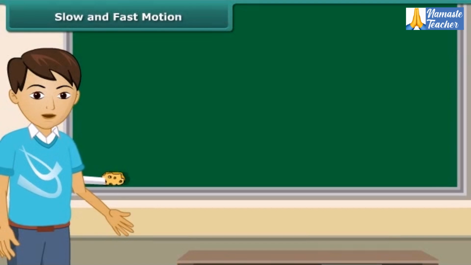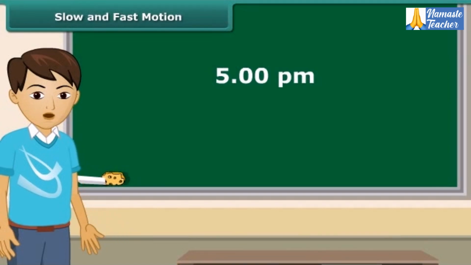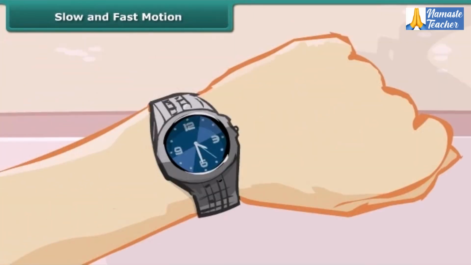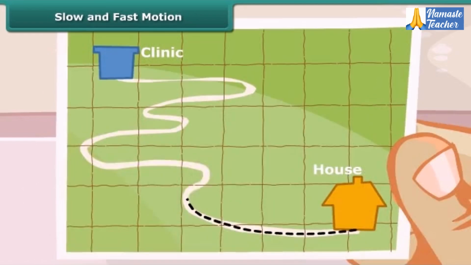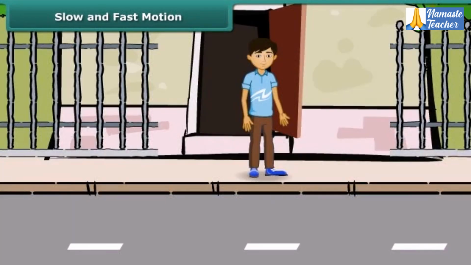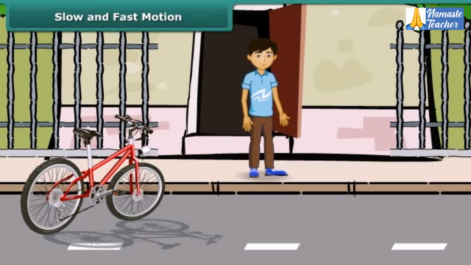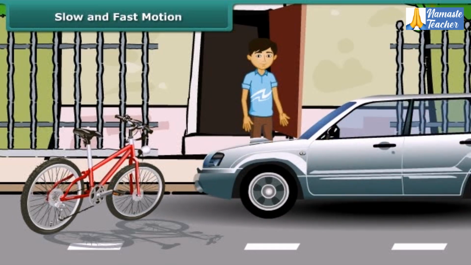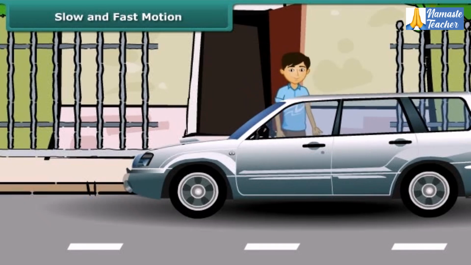Suppose you have an appointment with your doctor at 5 in the evening. It is already 4:30 p.m. and the doctor's clinic is 5 kilometers away from your house. You have the choice of either cycling down or taking a taxi to the clinic. What will you do? Correct. You will take a taxi because a taxi is faster than a cycle.